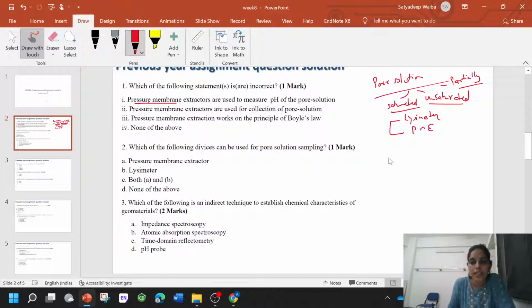So what PME has, as I discussed in the last class also, is that there is an apparatus, and on that there is a plate. You keep this cellulose membrane filter on this plate, and there is a round ring around it. And what you do is you put the saturated or unsaturated soil into this apparatus, and now you apply pressure from the outside, right? And with the help of this pressure, the pore solution from the soil will come out and will collect in the container here.